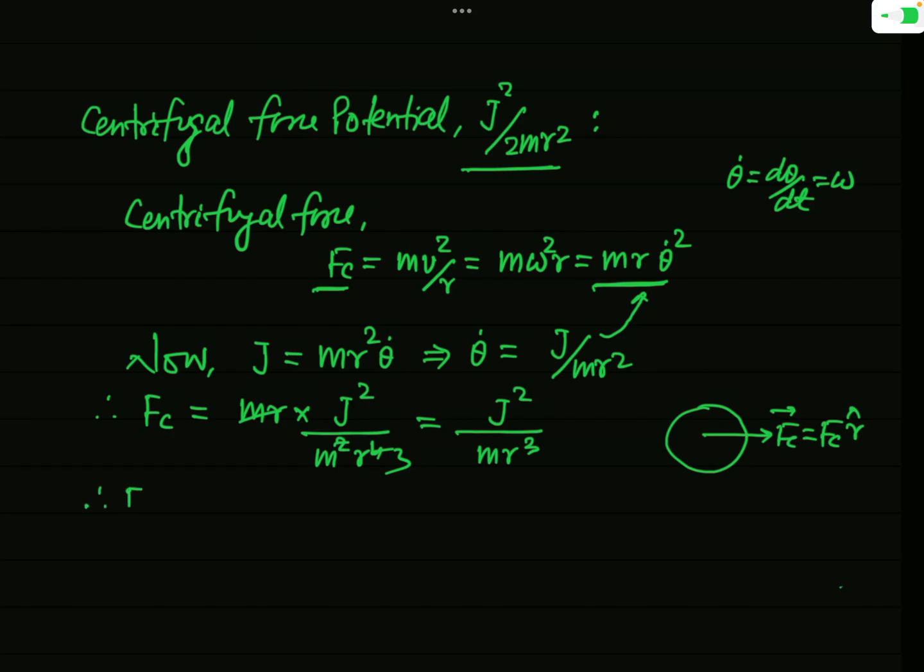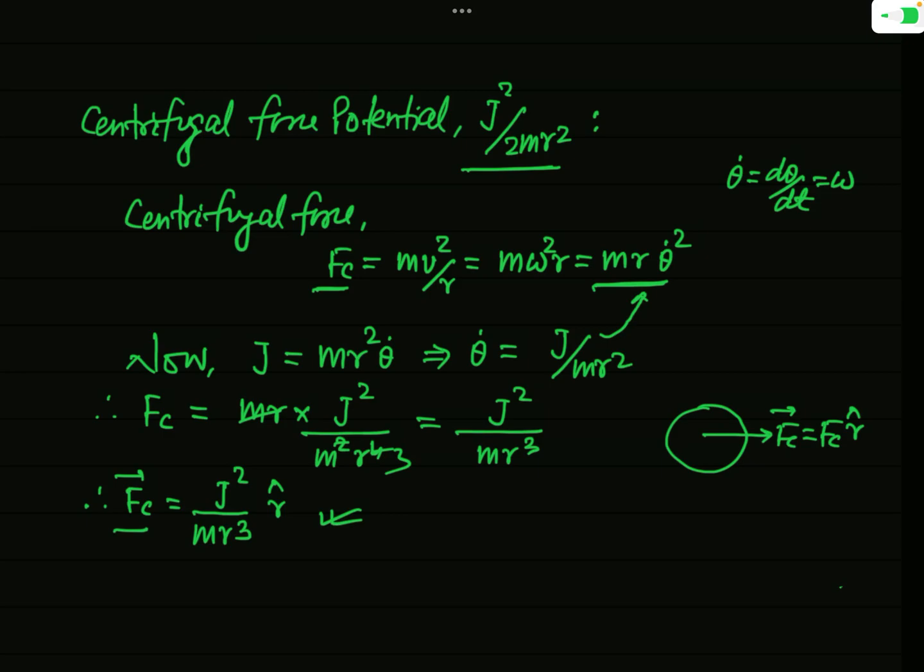So in vector form, you can write this force Fc as j square over m r cube r hat. This is the expression of the centrifugal force in terms of the angular momentum j of our particle. Now, as I have told you, this is not a real force. This is not an actual force. In fact, we cannot associate any potential energy with it.